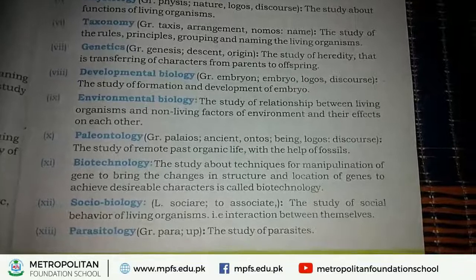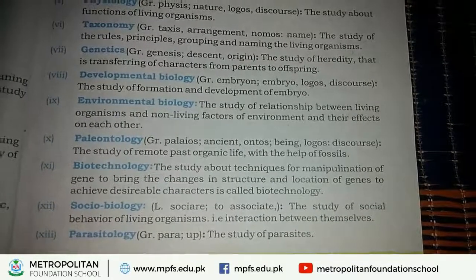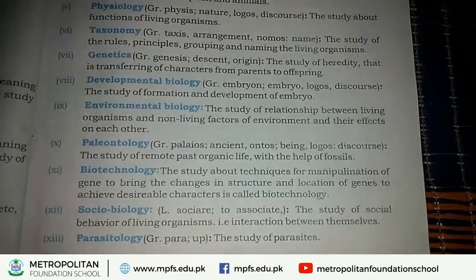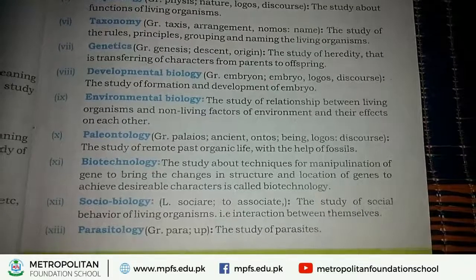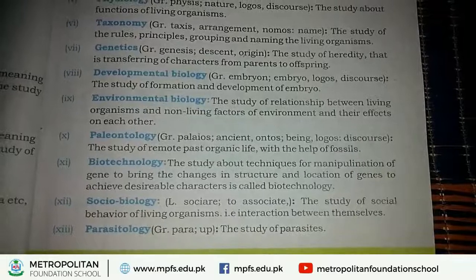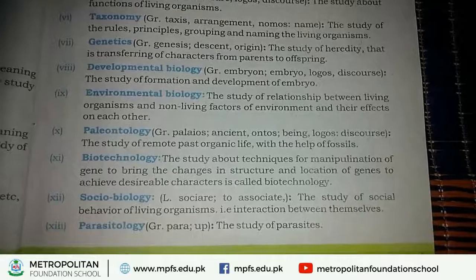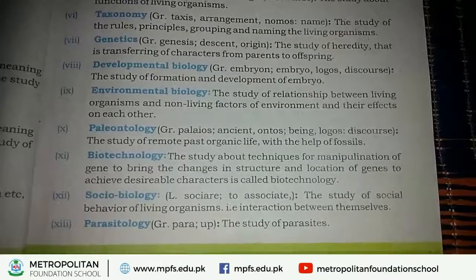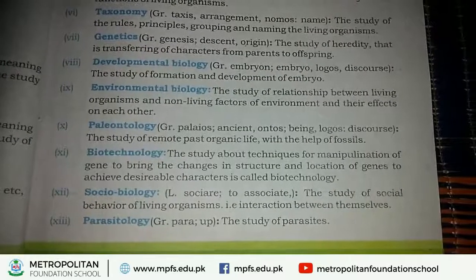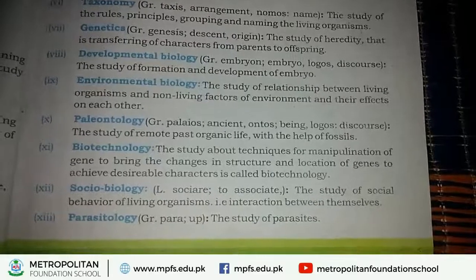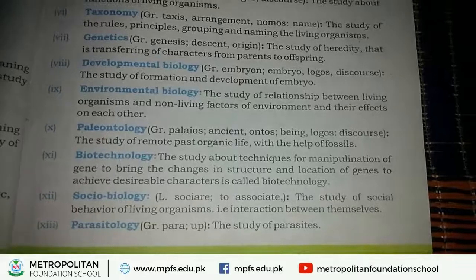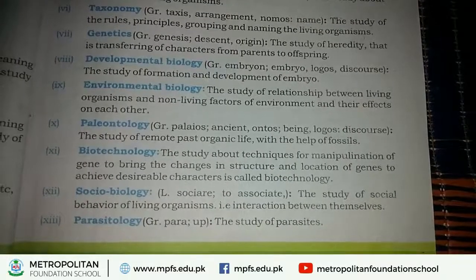Next, environmental biology. In environmental biology, we study about relationship between living organisms with each other and these living organisms with non-living environment. For example, temperature, water, these are non-living factors, and the effect of these factors on living organisms. We study relationships of living organisms with each other and the effect of non-living factors on each other. That's why it is called environmental biology, because in this branch, we study about environment and all organisms which are present in this environment. We study their relationship. We study relationship between living organisms and non-living factors.